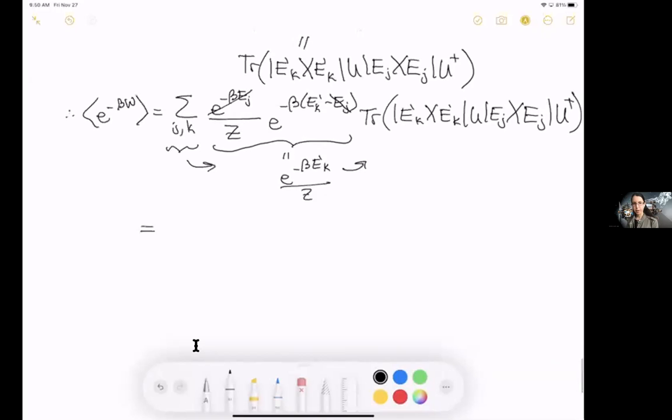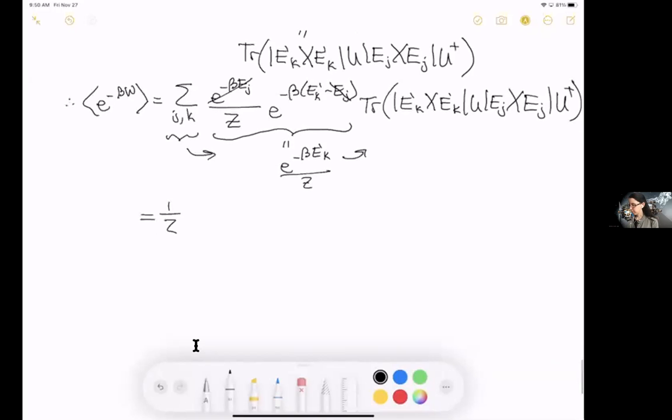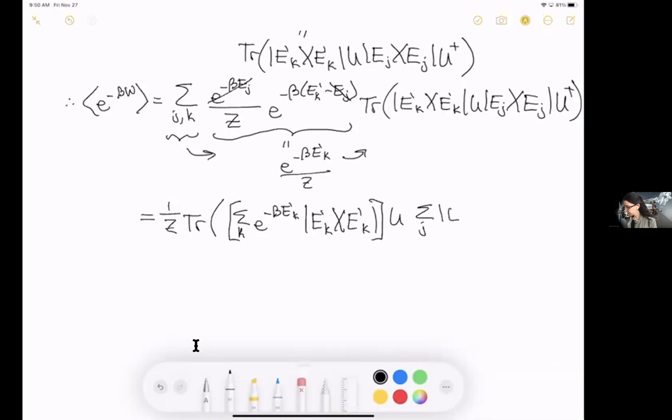This left-hand side becomes 1 over the partition function times a giant trace. First, we have our sum over the k's with our exponential in here, and our outer product. I'm going to parcel this factor off. We have our unitary, and then our sum over j with the e sub j outer product. I'm going to parcel that off, and we have a u dagger.